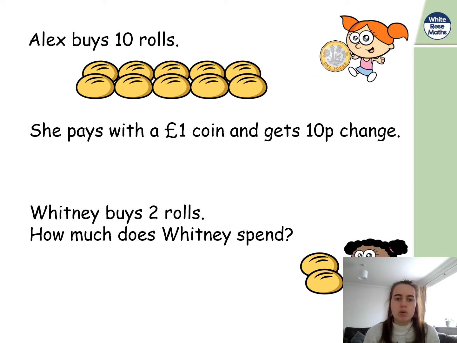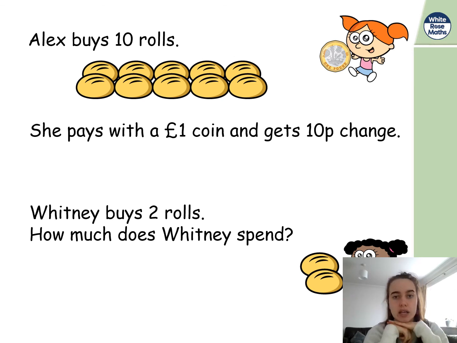So working with rolls now. Alex buys 10 rolls. She pays with a £1 coin and gets 10p change. Whitney buys 2 rolls. How much does Whitney spend? So we need to work out how much a roll costs. So we know that Alex has bought 10 rolls and that she paid with 90p, because a £1 coin, that's 100 pennies, and she's got 10p left over.